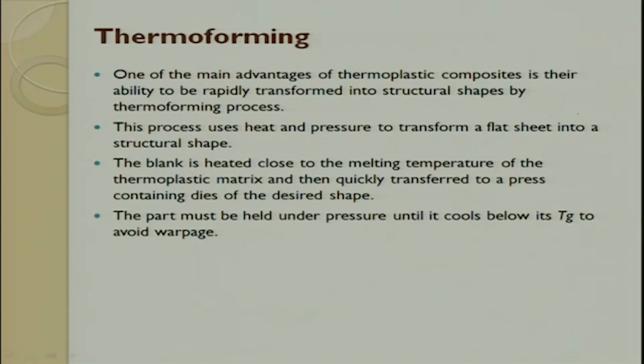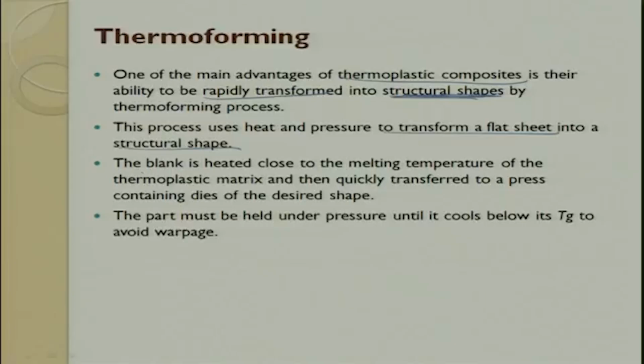So the thermoforming process is one of the main advantages of thermoplastic composites: rapid transformation into structural shapes. For structural shapes, the thermoforming process is used. Here a flat sheet is converted into a structural shape. Flat sheet means a prepreg, which has a thermoplastic resin matrix with carbon fiber or glass fiber inside it, and the prepreg is available in a flat sheet.